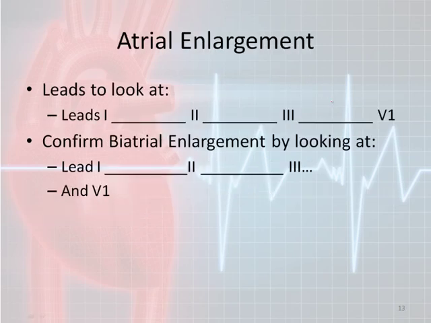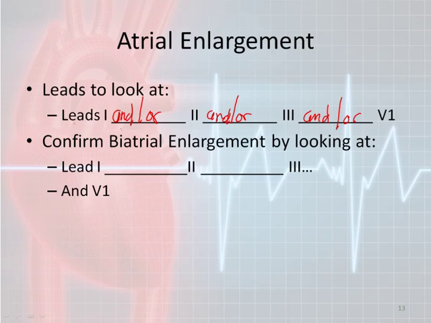So let's go ahead and look at some EKGs, and first we're going to talk about the criteria, but we're going to look at some EKGs to find out what it would look like if we had atrial versus ventricular enlargement. First of all, to look at atrial enlargement, you're going to look at lead 1 and or lead 2 and or lead 3 and or V1.